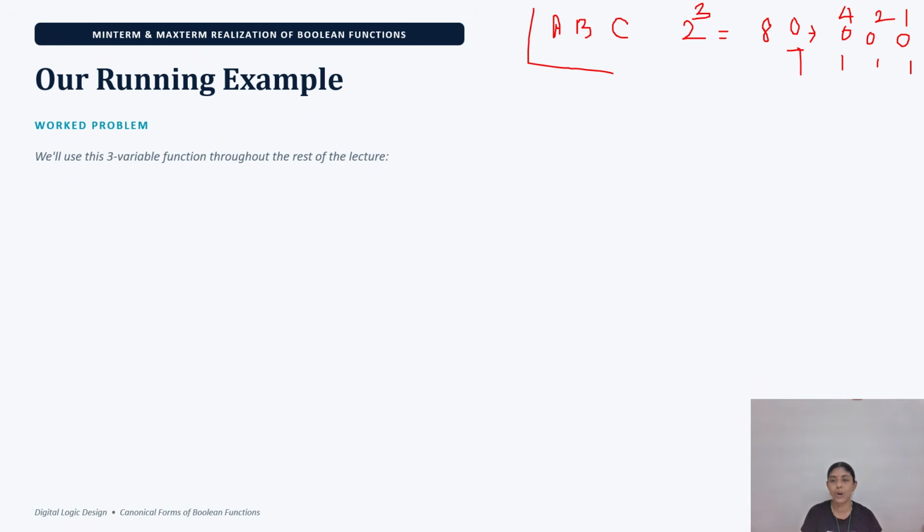This is a short recollection. We will use this 3 variable function throughout the rest of the lecture.